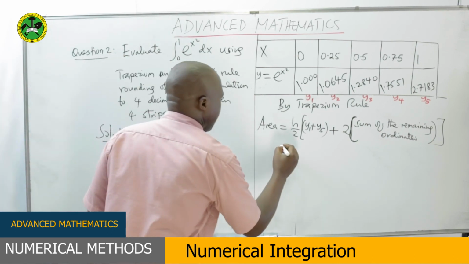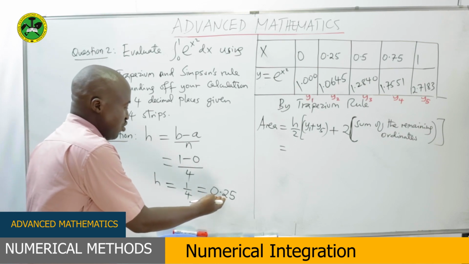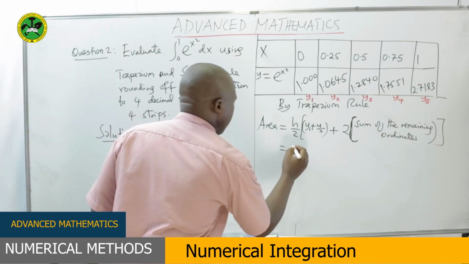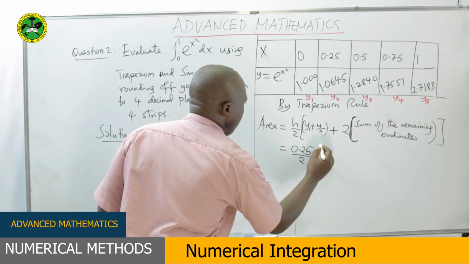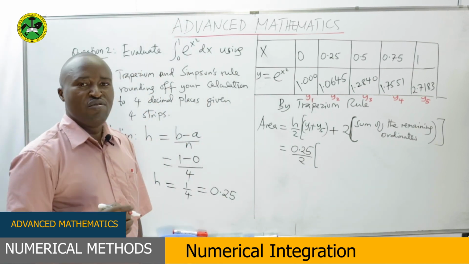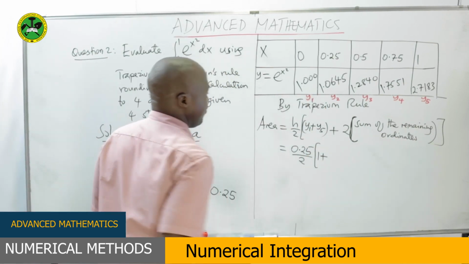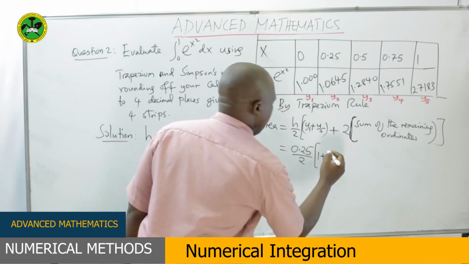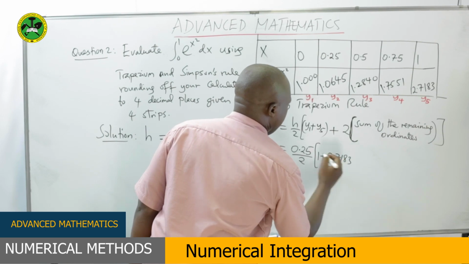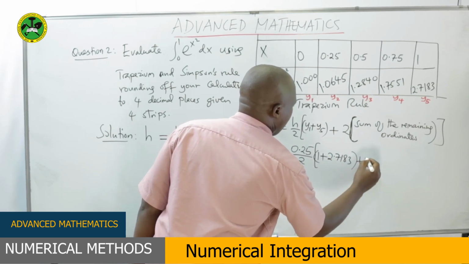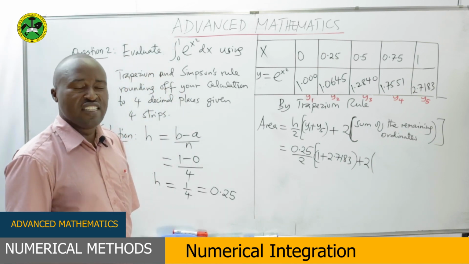So that is, remember, our h is 0.25. So here we have 0.25 over 2 bracket of, then we have y1 plus y5. y1 is equal to 1 plus, then y5 we have 2.7183 plus twice times the remaining ordinates.